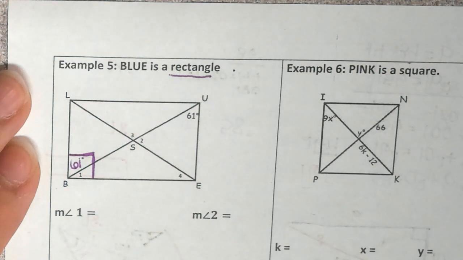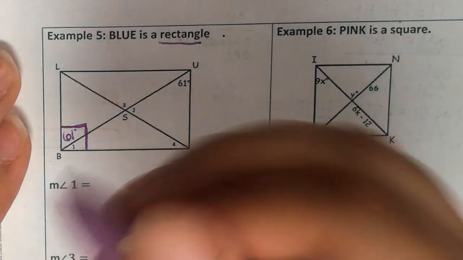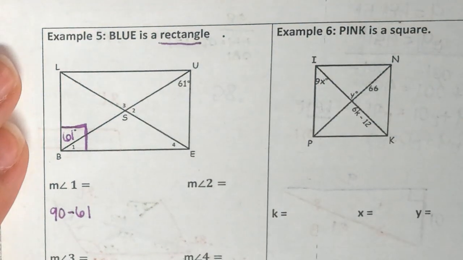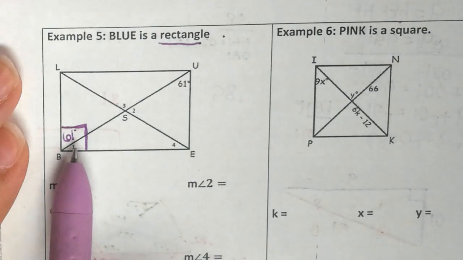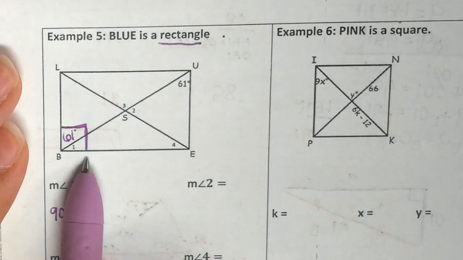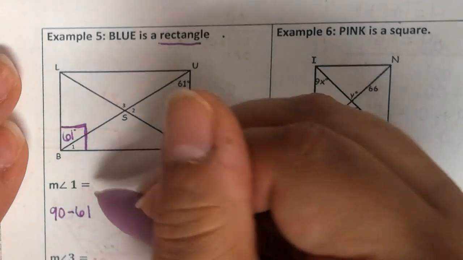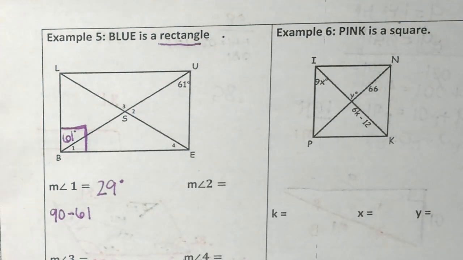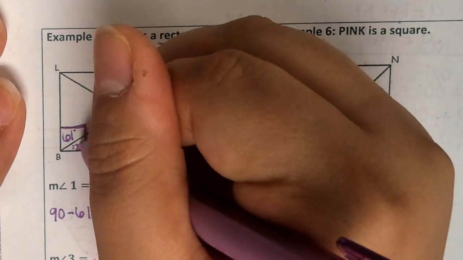So what is angle 1? What is 90 minus 61? Well, don't you agree it's a 90 degree angle right here? So that's 61. How do you find angle 1? So it is 29 degrees. Be careful. 90. So this is 29.